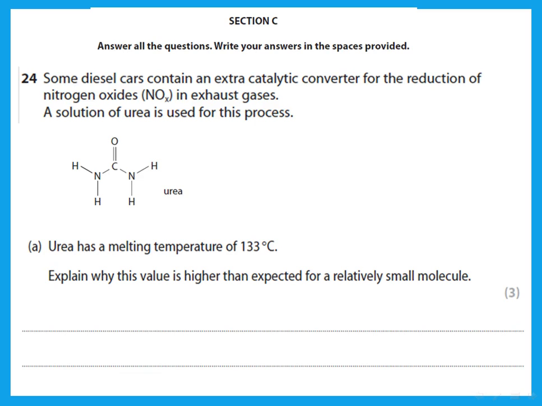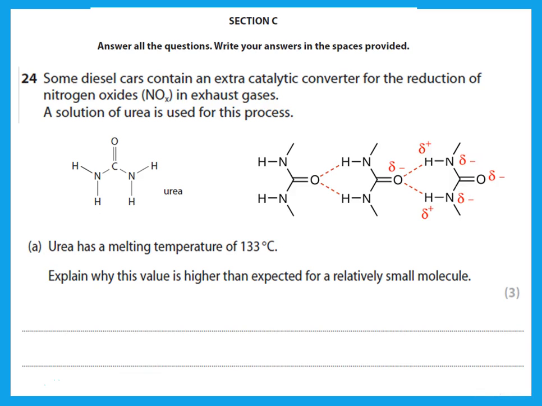In this question, he says some diesel cars contain an extra catalytic converter for the reduction of nitrogen oxides in exhaust gases. A solution of urea is used for this process, and he gives you the structure of urea. He's telling me that urea has a melting temperature of 133 degrees Celsius. Explain why this value is higher than expected for a relatively small molecule. Remember, this depends on the kind of intermolecular forces that this molecule has.